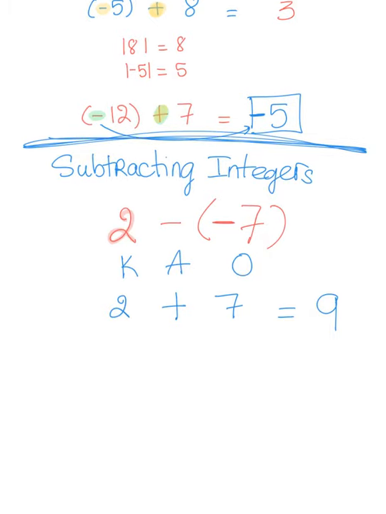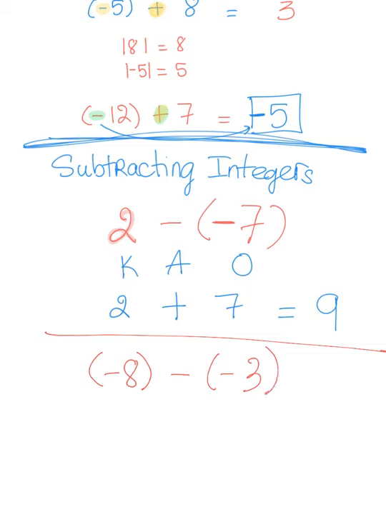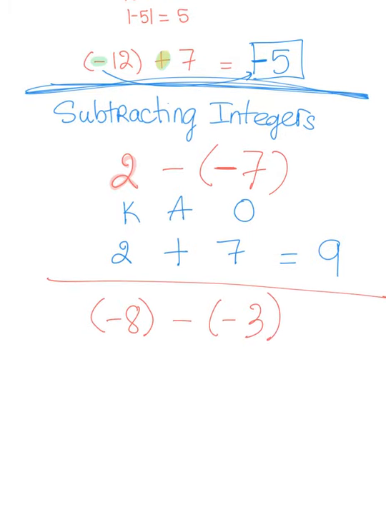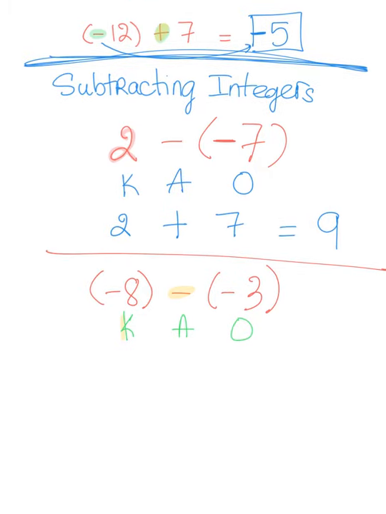Let's try this one. I have -8 minus -3. Okay, because this is subtraction, so I'm gonna use KAO. Keep, add, opposite. So keep the first number. If it is negative, make sure you keep it at negative. Change subtraction to addition. What is the opposite of -3?